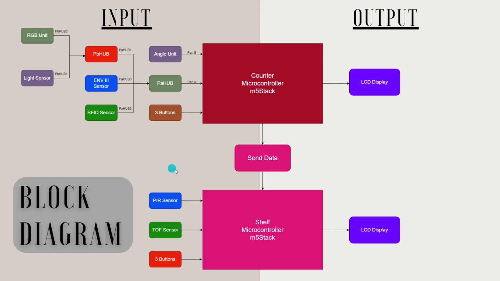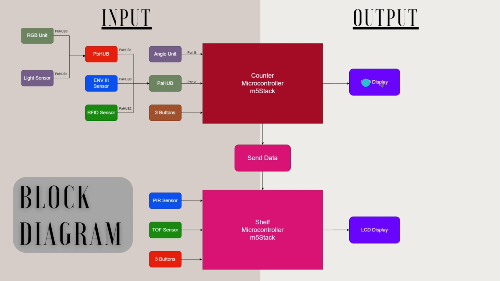Now for the block diagram. For the counter M5stack, we have 5 sensors and units, plus the 3 buttons for input. The angle unit is connected to port B, the ENV and RFID sensor is connected through the PA hub, and the RGB unit and light sensor is connected through the PB hub.